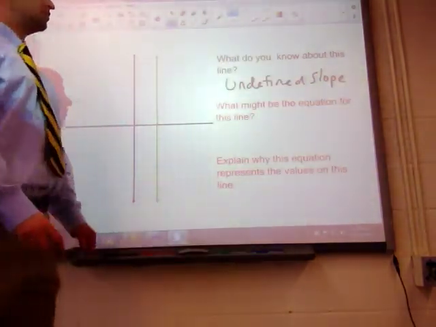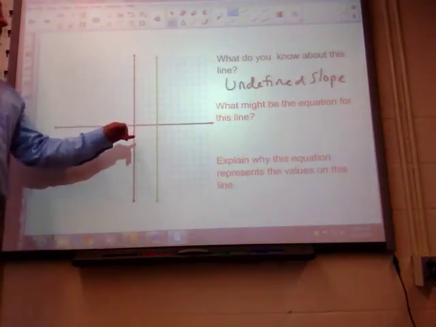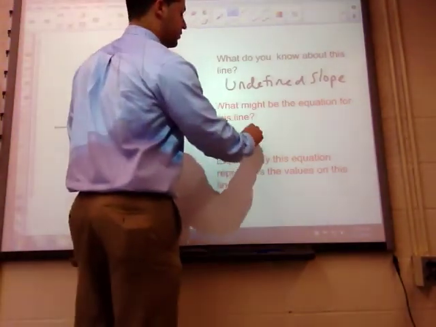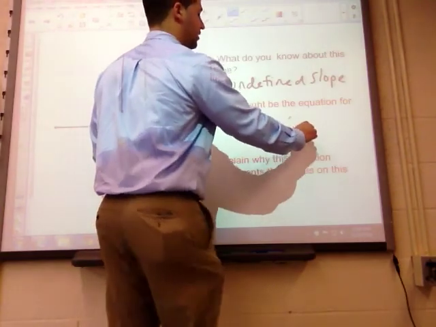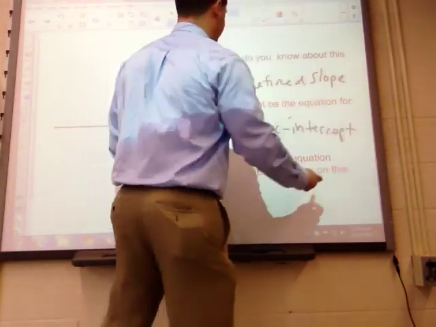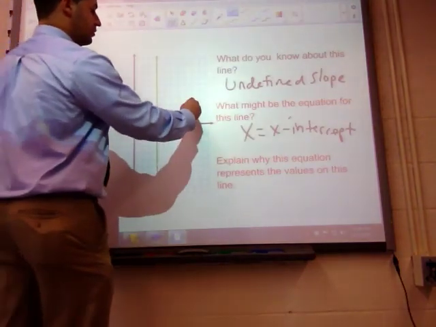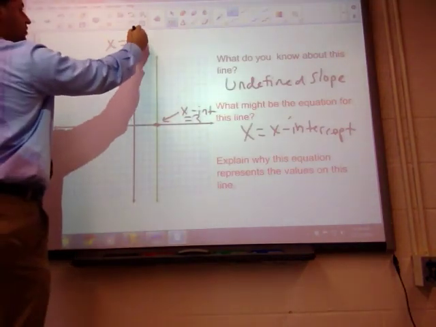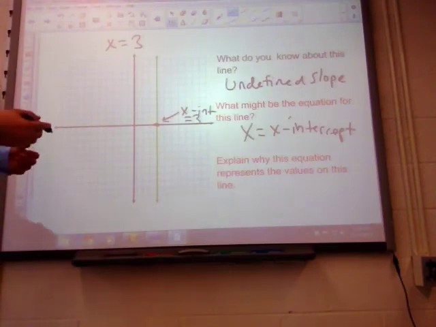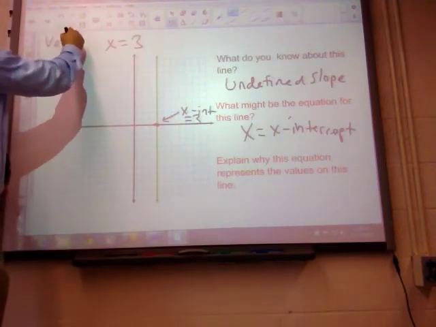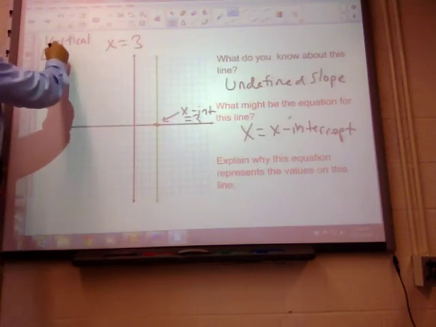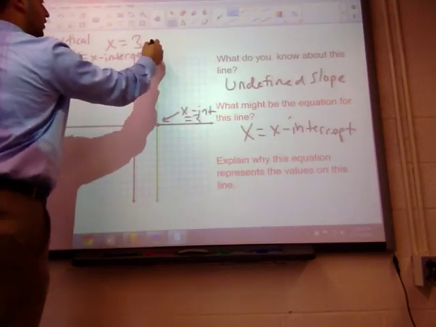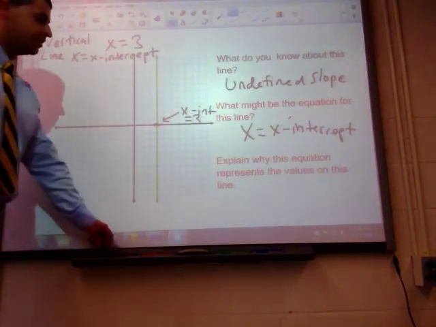We learned that earlier. So if the horizontal line was y equals, the vertical line, which has an x-intercept, is going to be x equals. So it's going to be x equals the x-intercept. And this one's x-intercept is at 3. So the equation of this line would be x equals 3. So for all vertical lines, x is going to equal the x-intercept.